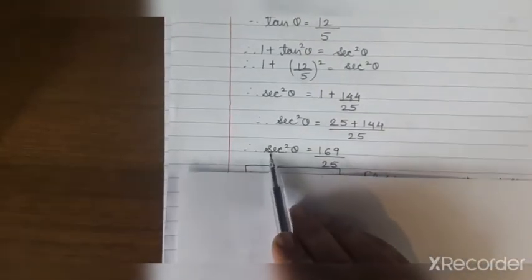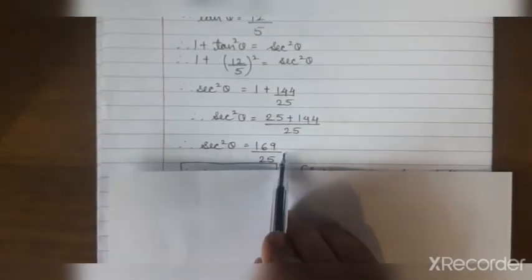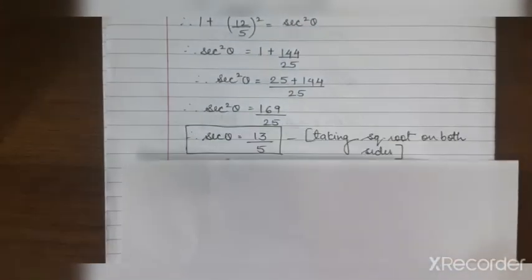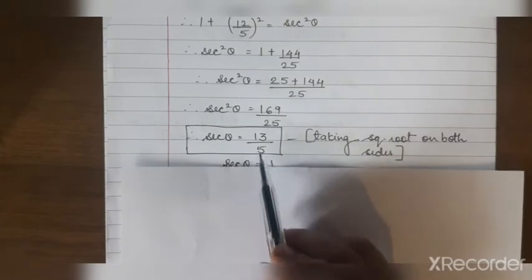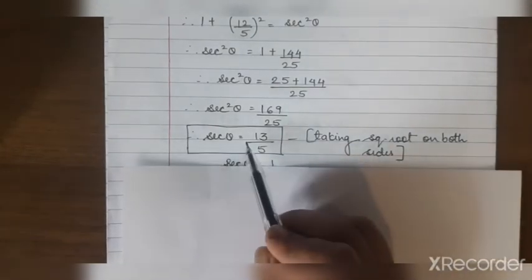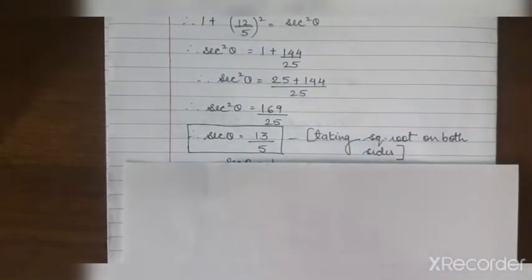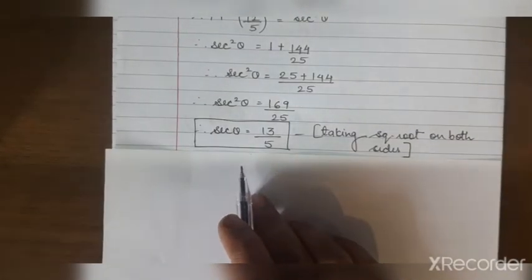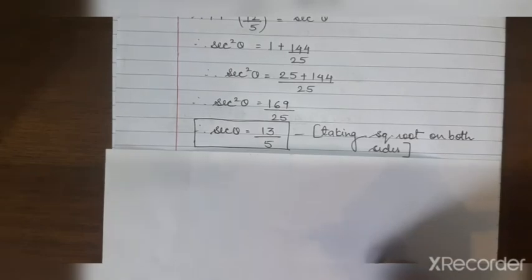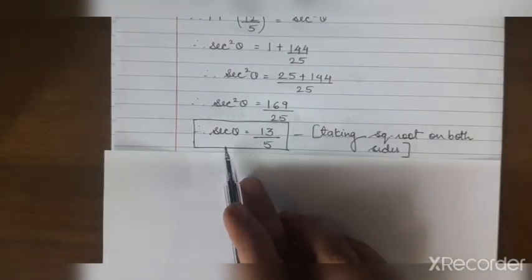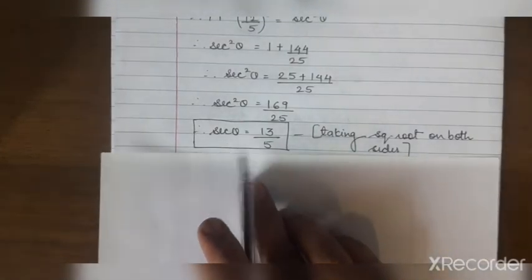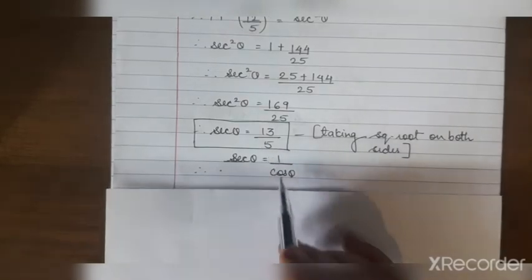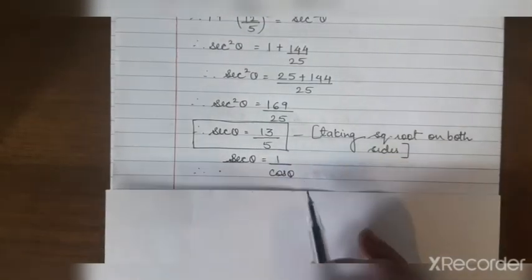Now on the left hand side also there is a square, on right hand side also there is a square. So taking square root on both the sides, sec theta becomes 13 upon 5. So this is sec theta, what we have found. The first thing we have found is sec theta. After that we have to find cos and sine. We know that cos is just the reciprocal of sec. So we know cos theta is 1 upon sec theta or sec theta is 1 upon cos theta.